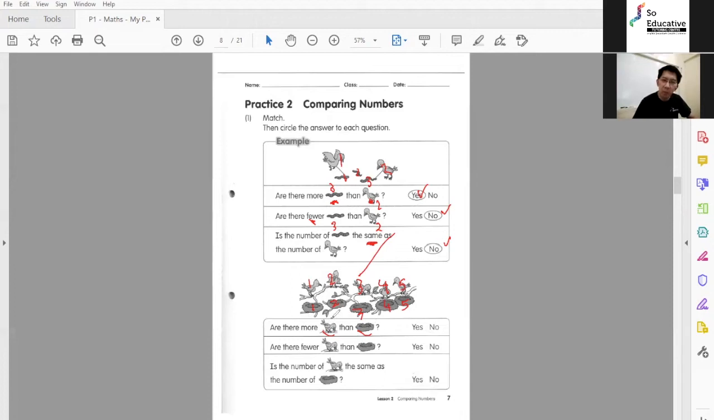Are there more little birds than the nest? Obviously, no. Are there fewer little birds than the nests? The answer is no as well. Is the number of little birds the same as number of nests? Of course, there are 5 each, so the answer is yes, they are the same. All right, I hope you understand what's going on here. Now, let's move to the next question.